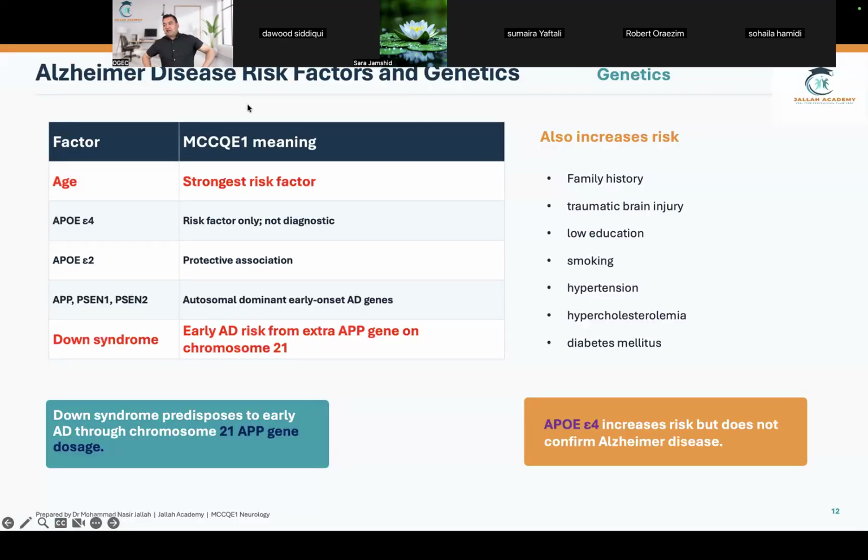Alzheimer's disease risk factors and genetics. All right, so Alzheimer, the risk factors, I'm just going to point out a few important points. And if you notice, some of them are red and they're bigger. In terms of size, they're bigger than the rest. It means if you see red, it's going to be in the exam. If you see it bigger, it's going to be in the exam, or at least very commonly tested. Okay. So age, strongest risk factor. This might be a question. They might give you a scenario.